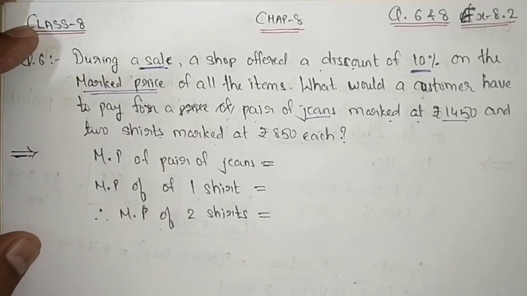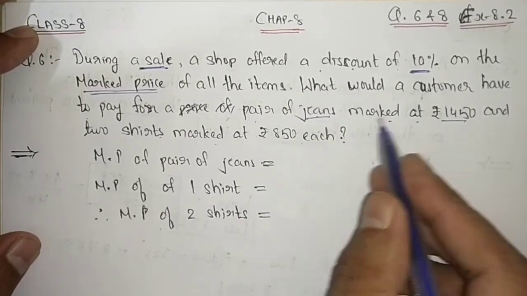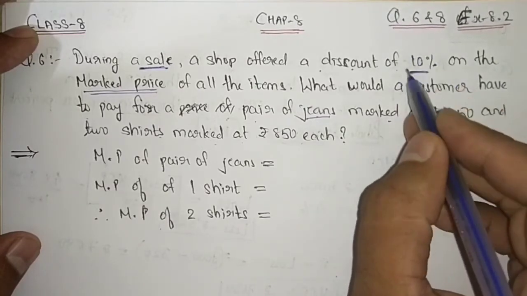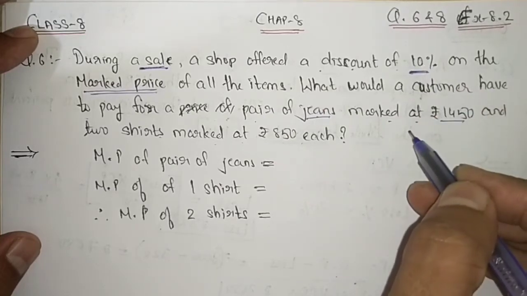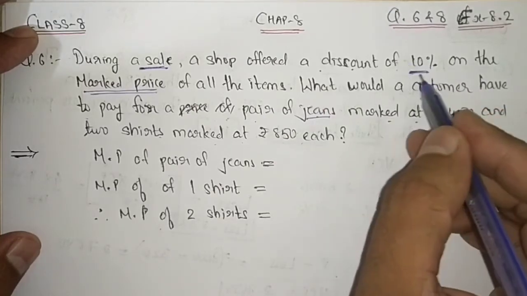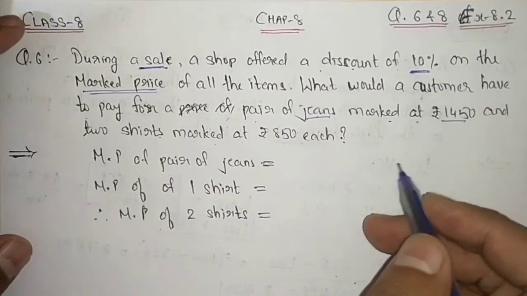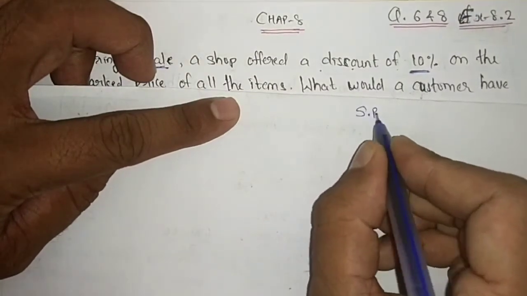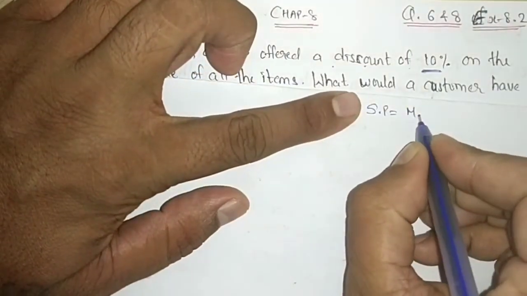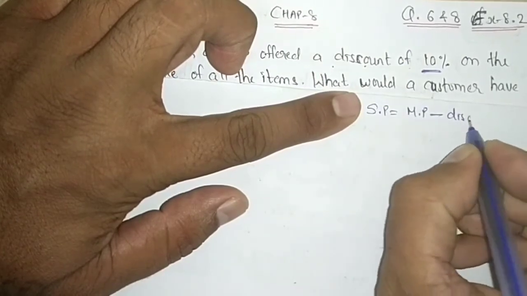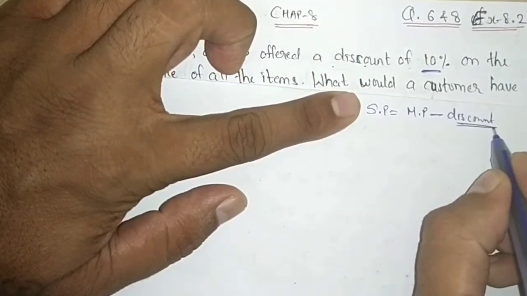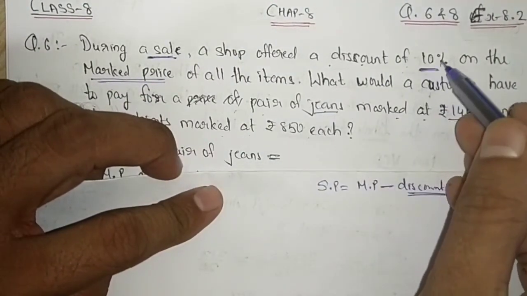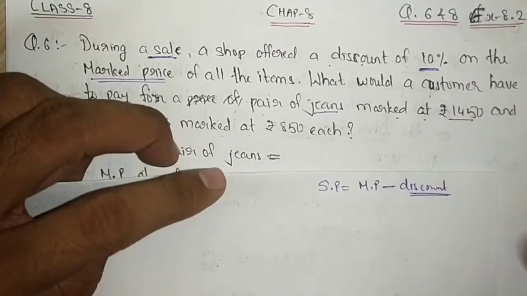For that purpose we must find the total marked price and after that reduce the discount from that marked price. Here it is a discount percentage, so we will find the discount so that we can find the selling price. As you know, SP is equal to marked price minus discount, and to find the discount we are supposed to work from the marked price. We will remove the discount by finding the discount percentage.